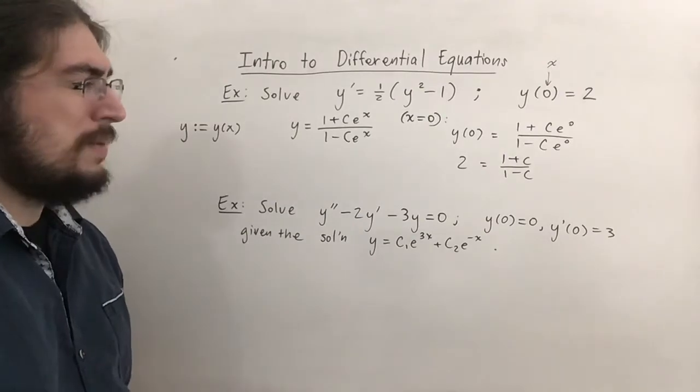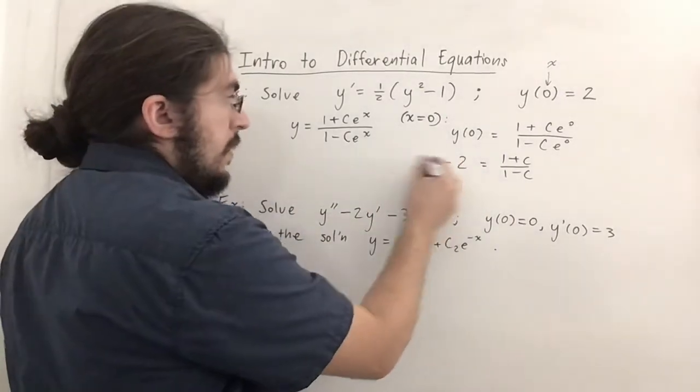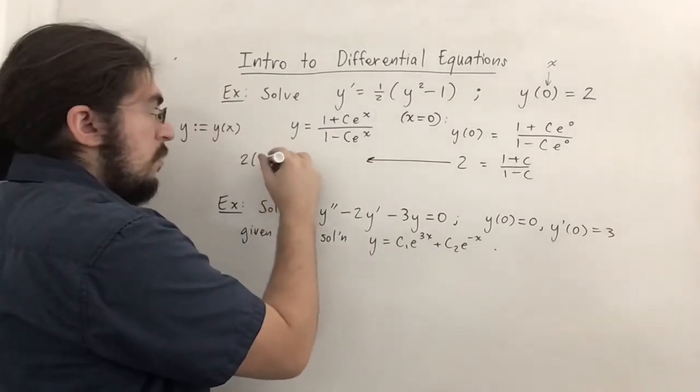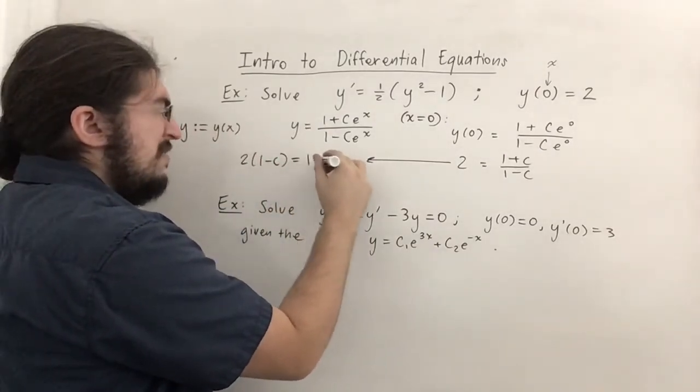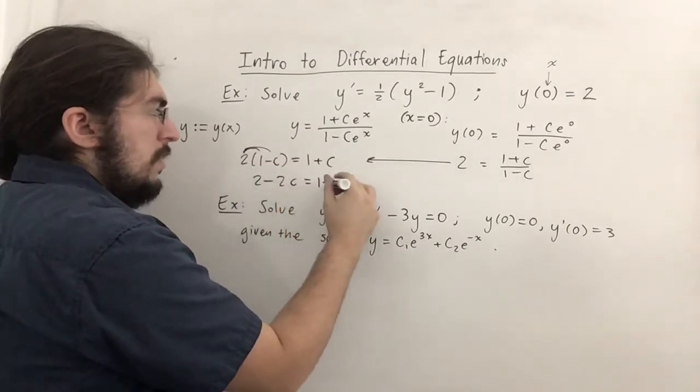I can see something, but it's not worth it to go over. So let me just do this. Let's cross multiply. So we're going to get 2 times the quantity 1 minus c is equal to 1 plus c. Distribute this guy. We get 2 minus 2c is equal to 1 plus c.